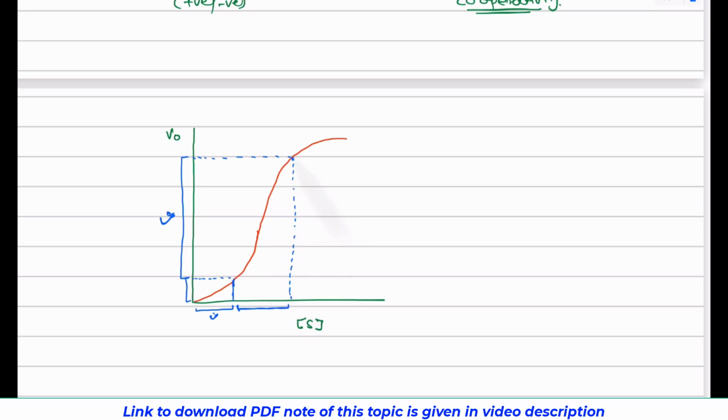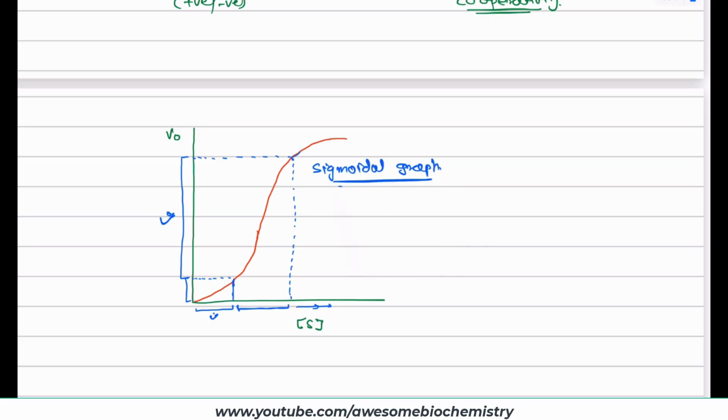Now you may ask why at the end it becomes flattened. The reason is that beyond a certain substrate concentration, all the enzyme is saturated with the substrate. There is no binding site available. So if you go on adding substrate, velocity will still not increase, as all the enzyme is saturated. So this sigmoidal graph is the hallmark feature of the allosteric enzyme.